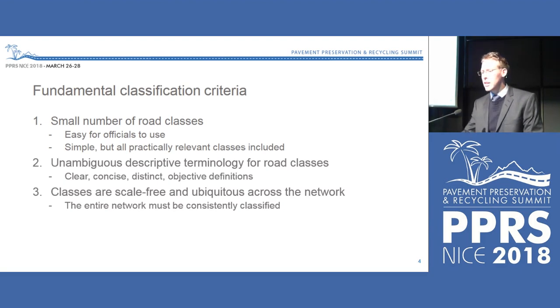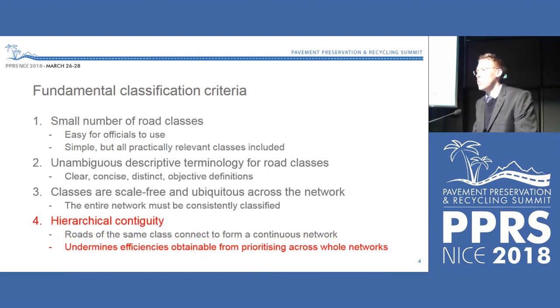And then a last classification criterion which we felt wasn't applicable is hierarchical contiguity. What this is trying to achieve is that roads of the same class connect to form a continuous network. However, in doing that, you would undermine efficiencies obtainable from prioritizing across an entire network. So there may be roads which are owned or managed by a different authority, which are in a different class, which may provide a better connection than roads owned by that same authority. So prioritizing across a network as a whole allows us to realize efficiencies.